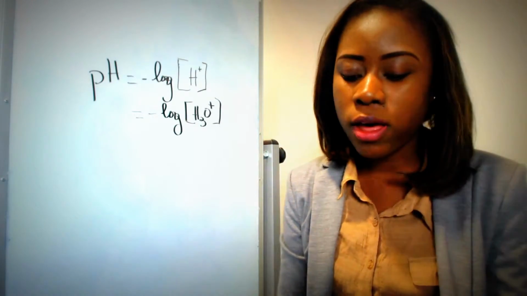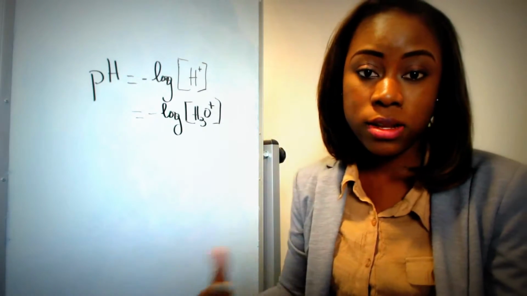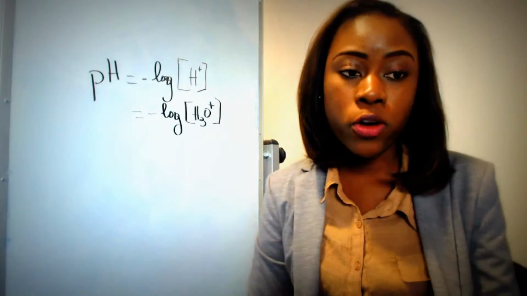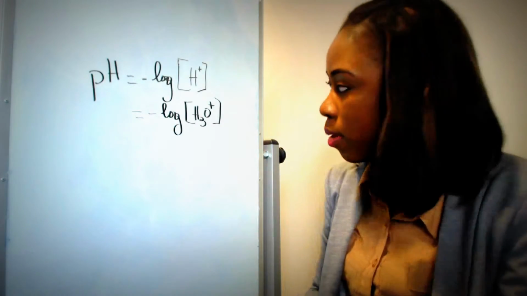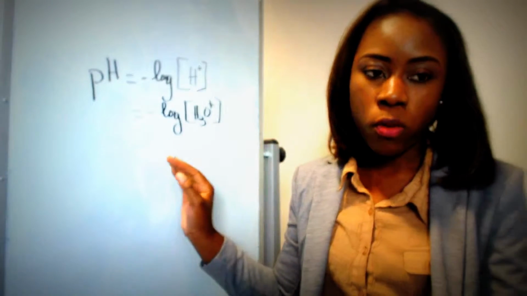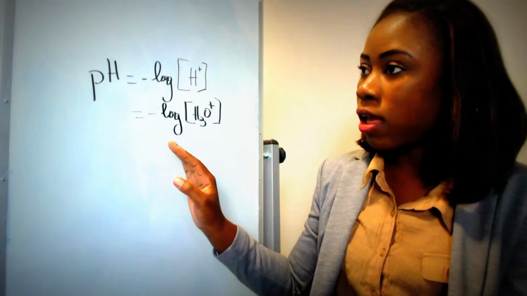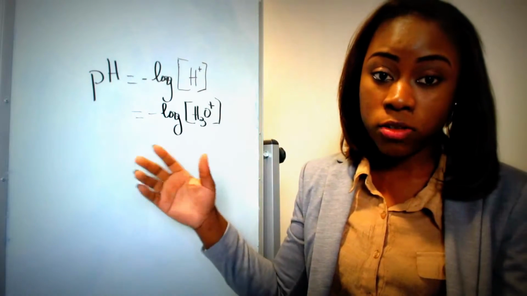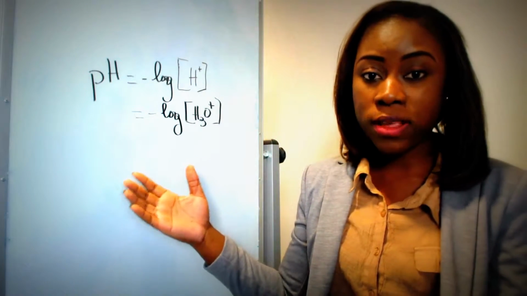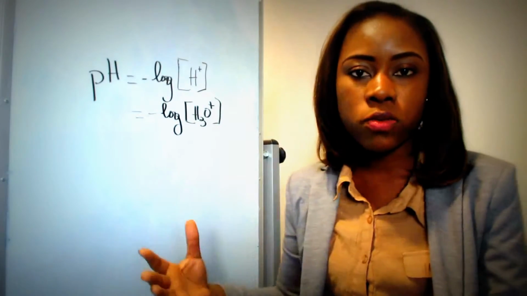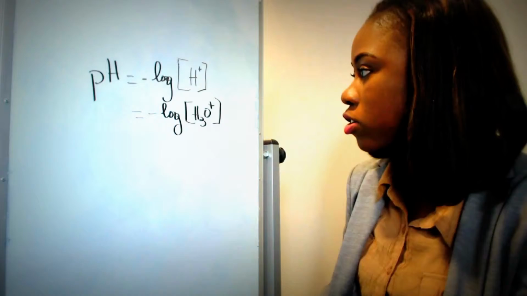So remember, in the last video that I covered the acid and base property of water, I told you that at room temperature, water has a concentration of hydrogen equal to 1 times 10 to negative 7. So that is the same value we're going to be using to actually measure the pH.